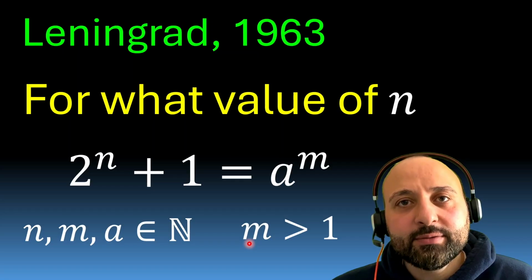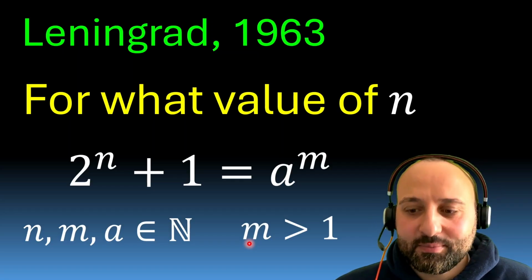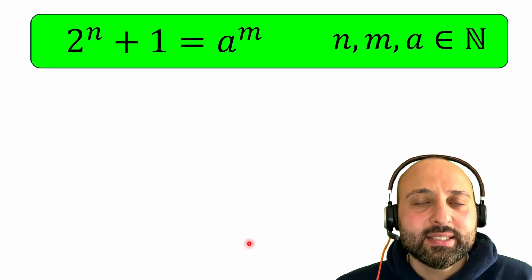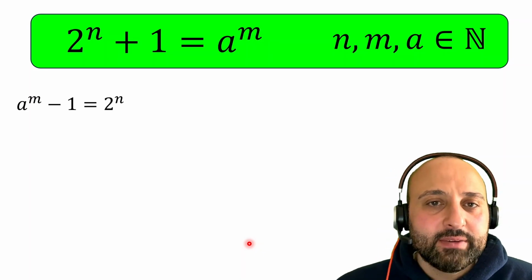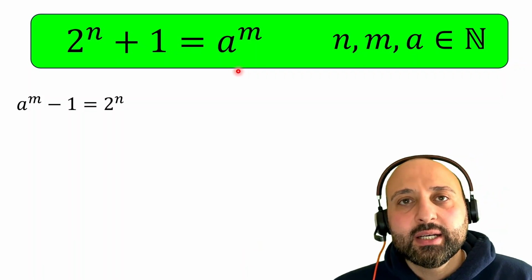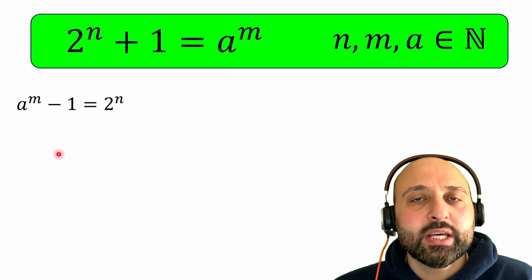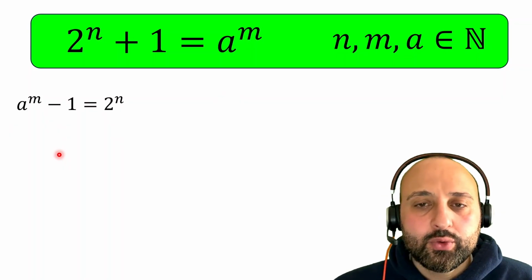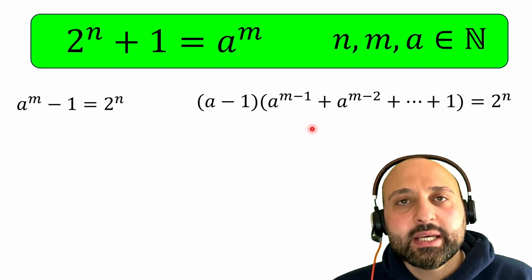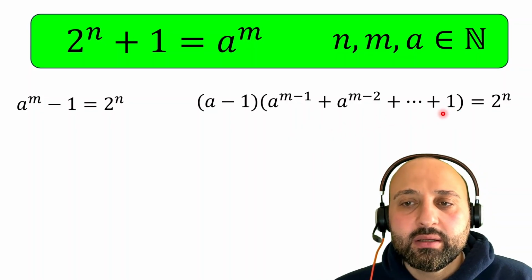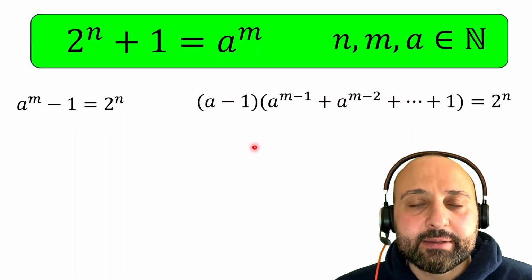So maybe spend 5 to 10 minutes trying to solve this exercise, and then come back and see the solution. Alright, let us see how we can solve it. Obviously, we can take the 1 to the other side, so a^m - 1 = 2^n. We can decompose a^m - 1 into (a - 1) times (a^(m-1) + a^(m-2) + ... + a^0, which is 1), and that should be equal to 2^n.